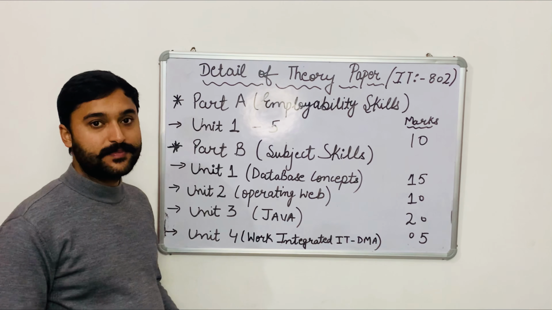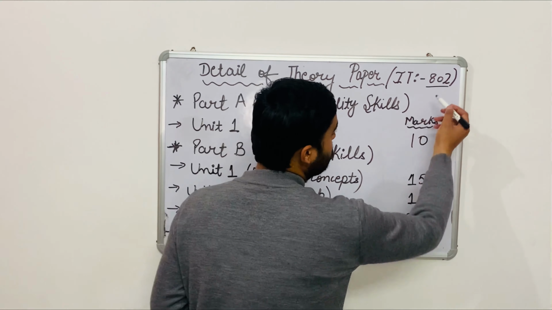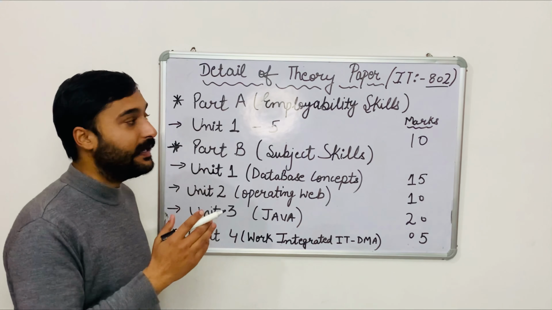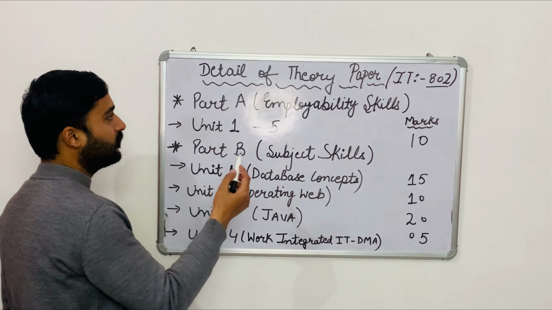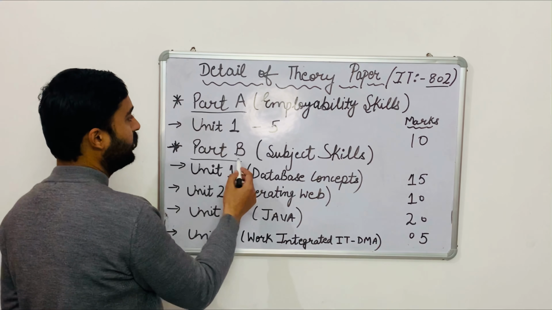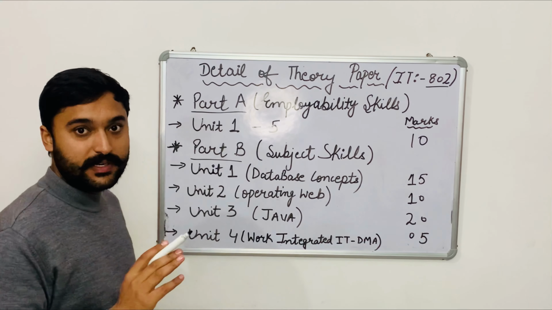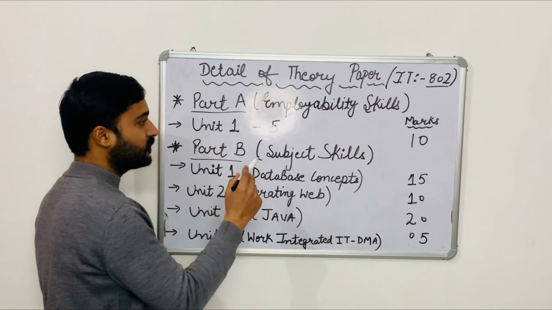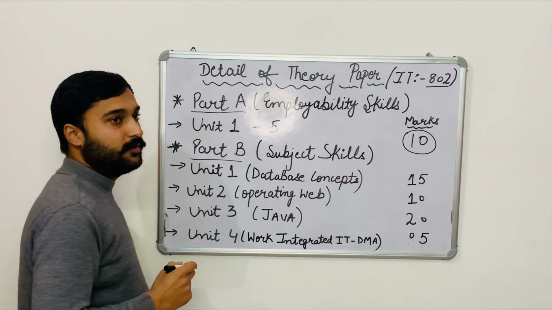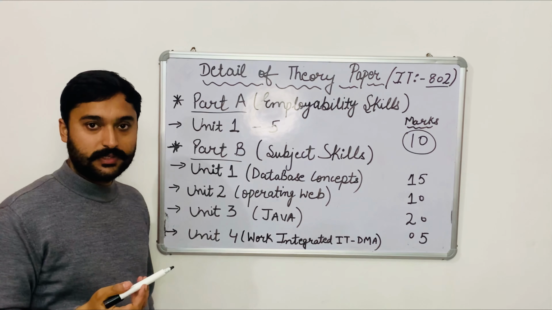This is the theory exam pattern of IT 802, and 802 is the subject code, which you have to remember for IT. The syllabus is of two parts, part A and part B. In part A we have employability skills, in which we have 5 units, and from these 5 units only 10 marks are coming. You can divide it like each unit gives you a 2 marks question.